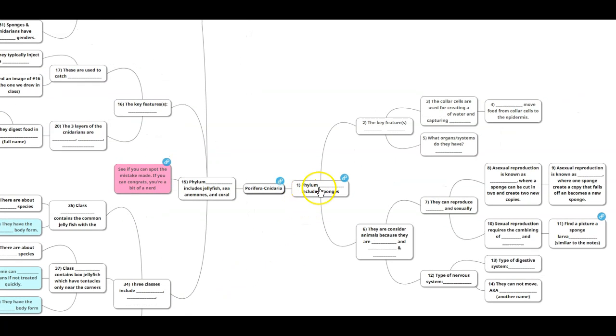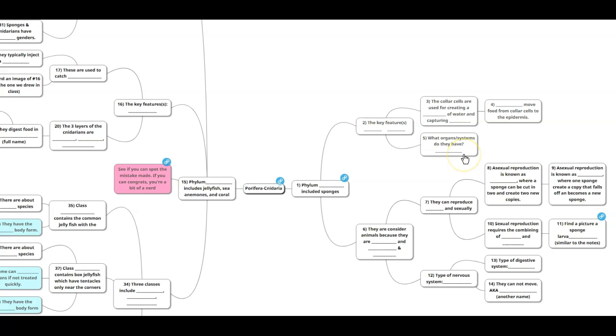So number one, Phylum Porifera includes sponges. Key feature, you're going to have collar cells and pores for any sponge. Now, collar cells are used for creating a current of water and capturing plankton. Make sure you go with plankton. Food is a little generic, so if you need to change that, change that.